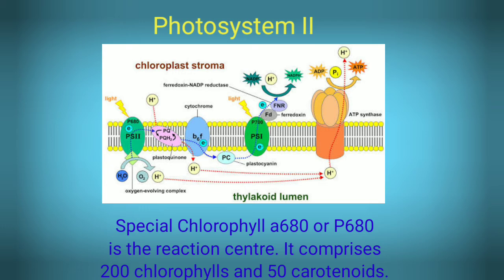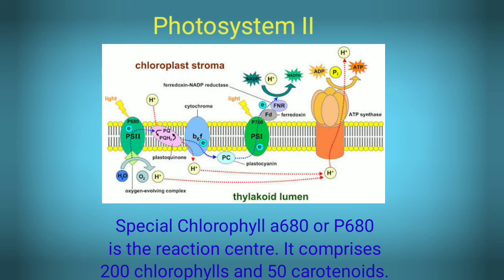So apart from the main photocenter, one which accepts 700 nanometer light and the other which accepts 680 nanometer light, along with the number of chlorophyll molecules, the rest of the characteristics in both photosystems are the same in the thylakoid.